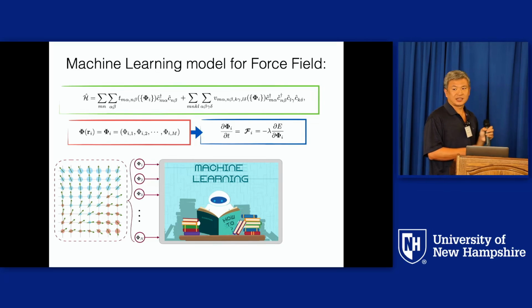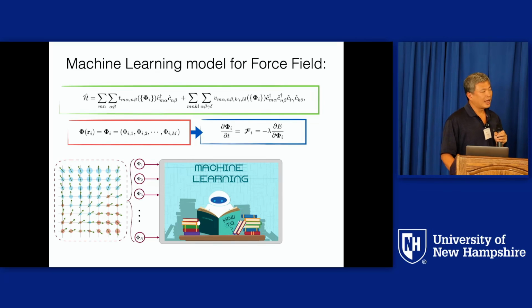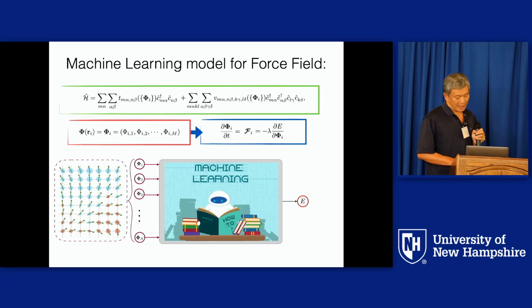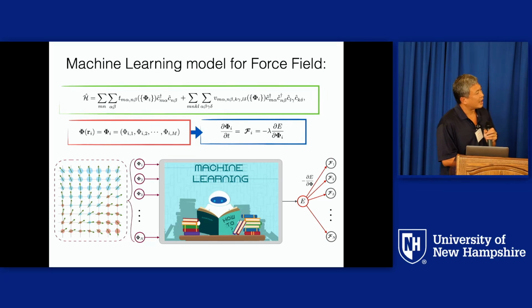And these are the inputs you send into the machine learning model. And then we ask the machine to predict the total energy of the system. And then from the total energy, you take the derivative, and then you get the forces. So that's one way to implement your machine learning force field model.